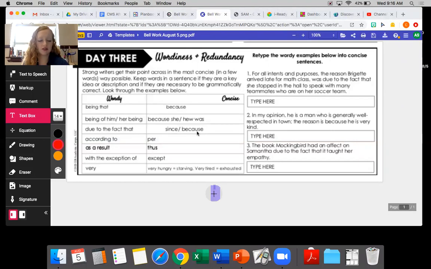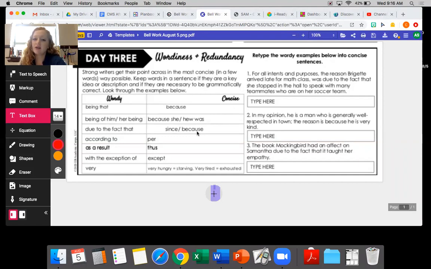And then "according to," you can shorten that to "per." "As a result," you can shorten to "thus." "With the exception of," you can just shorten to "except." You don't need to say with the exception of. And then "very." Anything that you put very in front of can be changed to a different word. So very hungry could be starving, very tired could be exhausted, very pretty could be beautiful, very sad could be devastated. So anything that you can shorten is better.